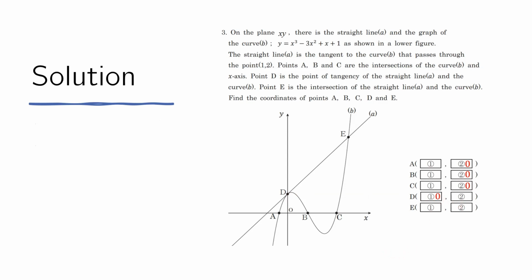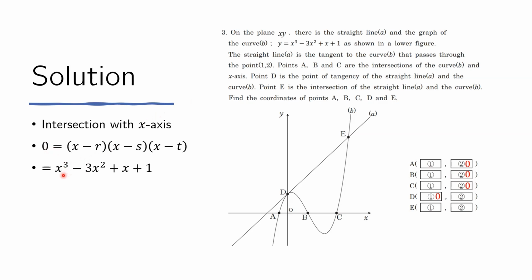Let us now think about how to solve A, B, and C in here. We know that A, B, and C are the intersections with the x-axis. And if that is the case, that means that they make y 0. If you look at that, that is what we also have there. And so we know that we can have the following: 0 equals this.